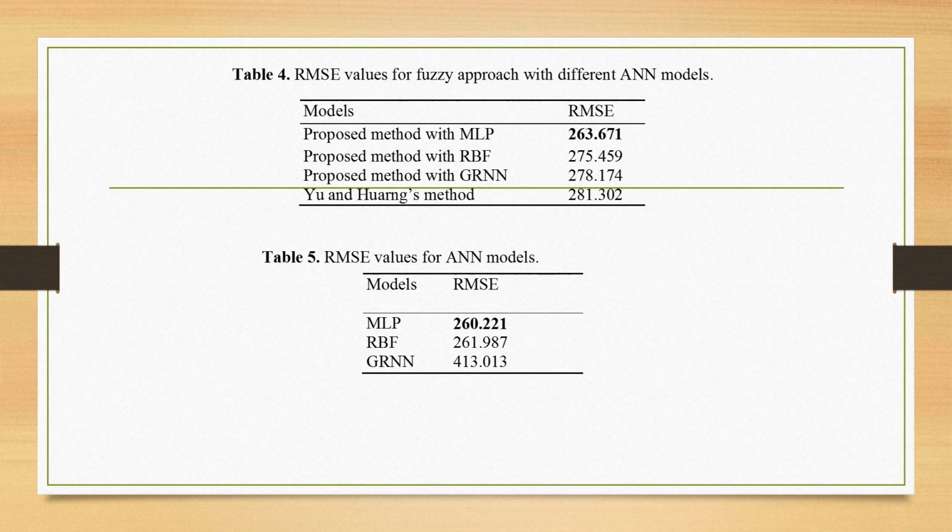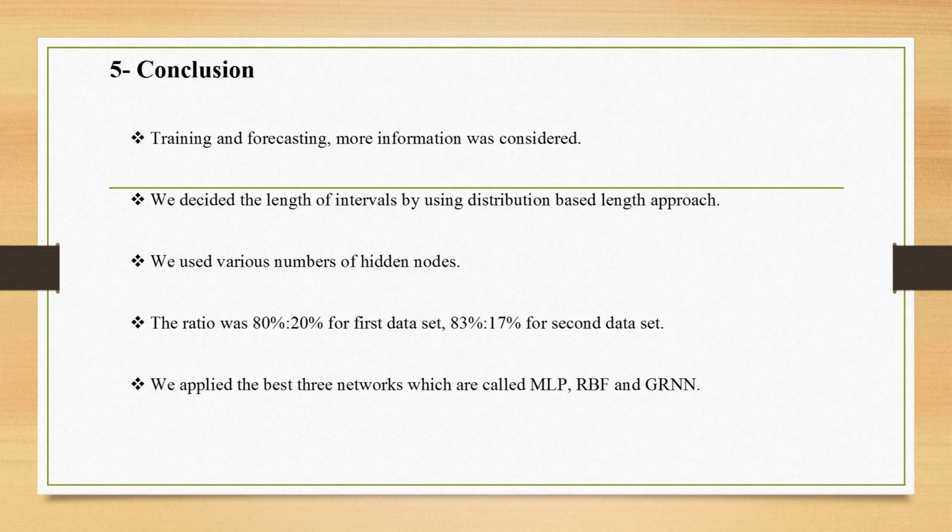Generalized regression neural network, multilayer perceptron, and radial basis function neural network are used to analyze this dataset. Then root mean square error is calculated respectively for each model. The best ones for each model according to root mean square error values are shown in table 5. We can summarize the results shortly as follows.